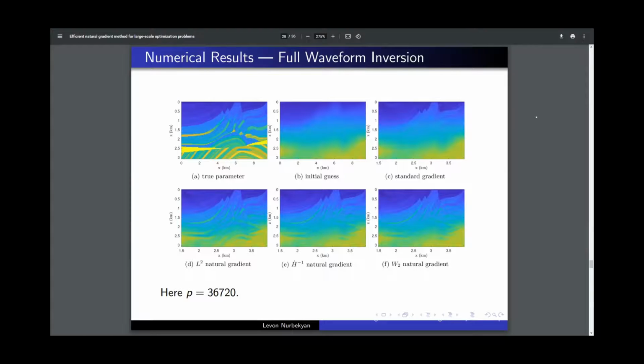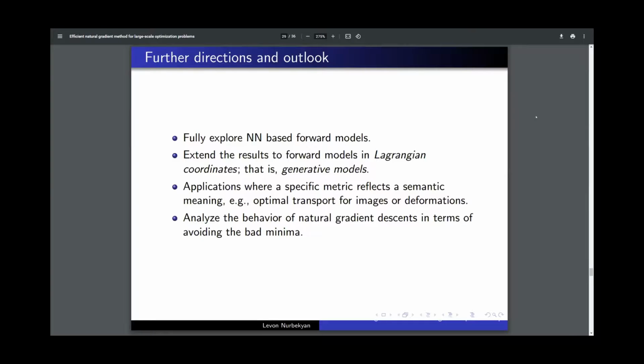And so it's a question which one to choose. That's an interesting question to look at. But here, the size of the parameter space is 36,000. So I think this is the first time such a large-scale natural gradient descent algorithm was actually implemented. Okay, so some further directions and outlooks.